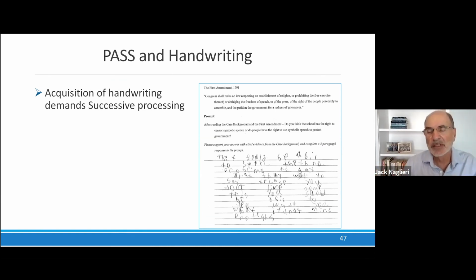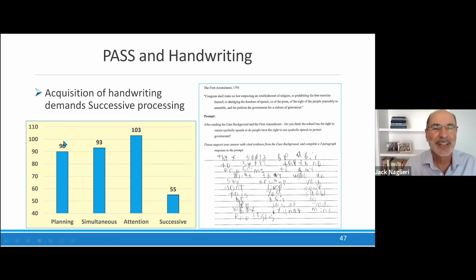And they asked me, well, how would you explain this from PASS? And I said, well, according to Luria, the foundation of handwriting would be successive processing. All of a sudden, a couple of these teachers said, wait a second, we have his PASS scores on our computer. Let's look them up. And I was thinking, oh man, I hope it comes out right. Well, it sure did. Look at this: 90 in planning, 93 simultaneous, 103 attention, 55 on the successive processing scale.